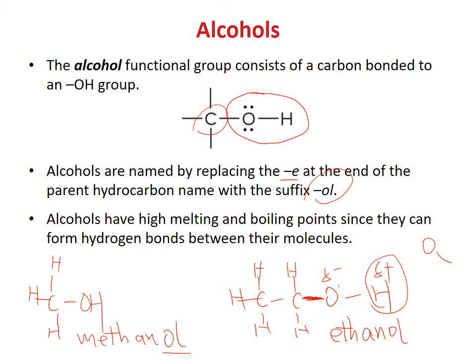So CH2, CH3, for example, here hydrogen. The oxygen is negative, the hydrogen is positive. So a positive hydrogen and a negative oxygen on a neighboring molecule interact, and this is called a hydrogen bond. And this bond is quite strong, and therefore it gives a high melting point and high boiling point.